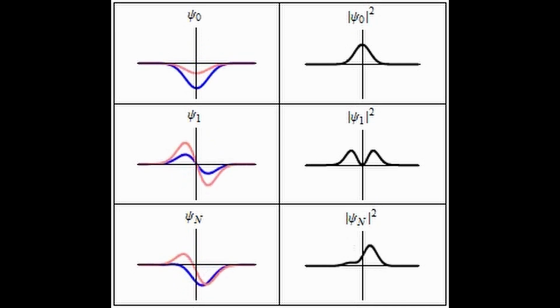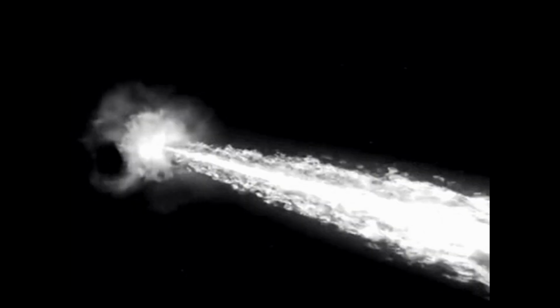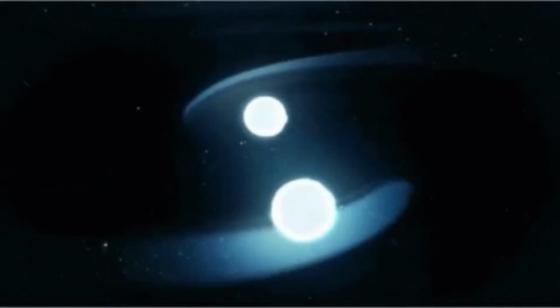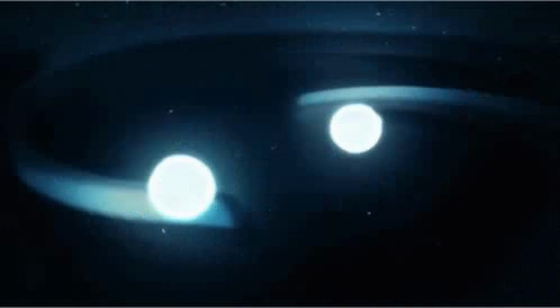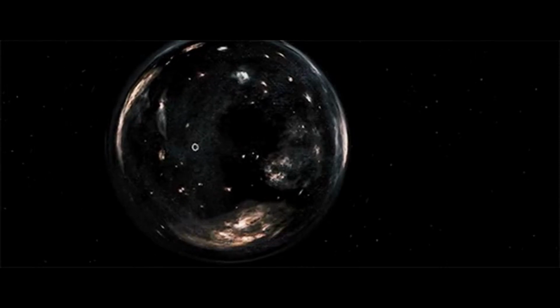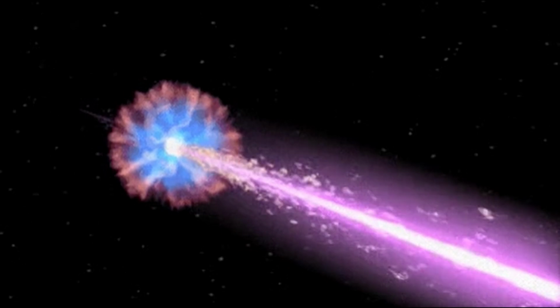3. Ejection of material. During the collision, a significant amount of neutron-rich material is ejected into space. This ejected material undergoes rapid neutron capture, R process, nucleosynthesis, forming heavy elements like gold and platinum. The ejected material contributes to the kilonova, a bright transient event observable in multiple wavelengths.